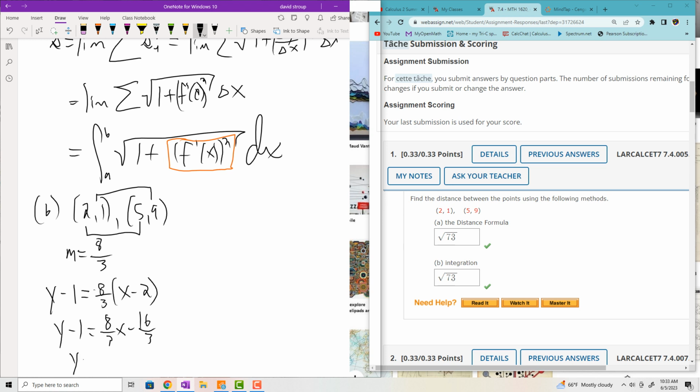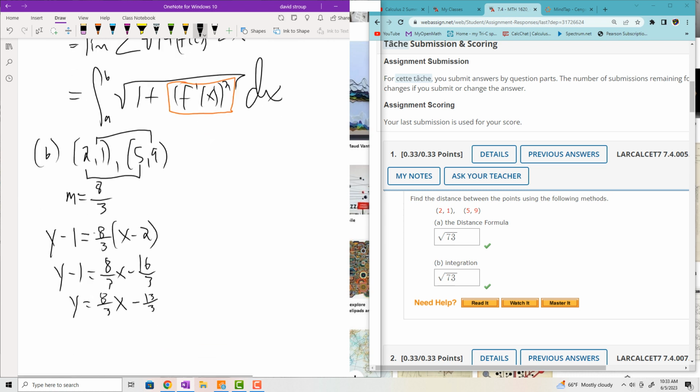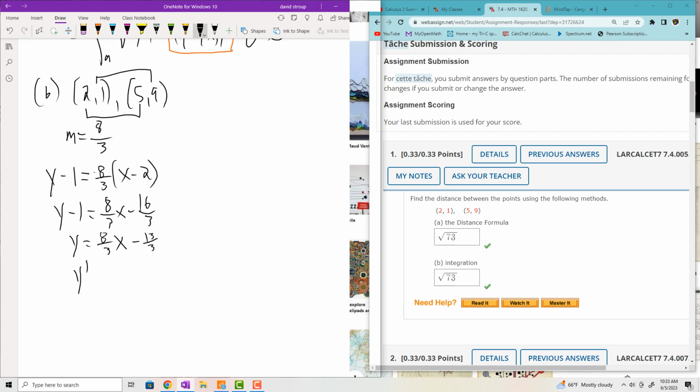And then you can move the 1 over, so you get y equals 8/3 x minus 16/3 plus 3/3, which is 13/3. It'll turn out that the intercept really doesn't matter. What's important, because we're looking for the derivative of f, is just the slope, right? So in this case, y prime is going to be 8/3. And so in our arc length formula, we're integrating from x equals 2 to x equals 5. So I'm going to put on the limits of the integral 2 and then 5.